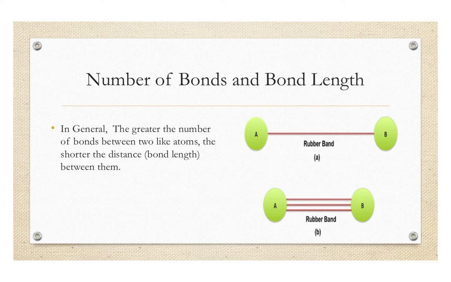Why is the number of bonds important? Well, because in general, the greater number of bonds between two alike atoms, the shorter the distance between them. You can think of it as like a tighter and tighter rubber band. If I only have a single bond, it's pulling those atoms together, but if I have a triple bond, it pulls them together even more, and you end up with a shorter bond length.